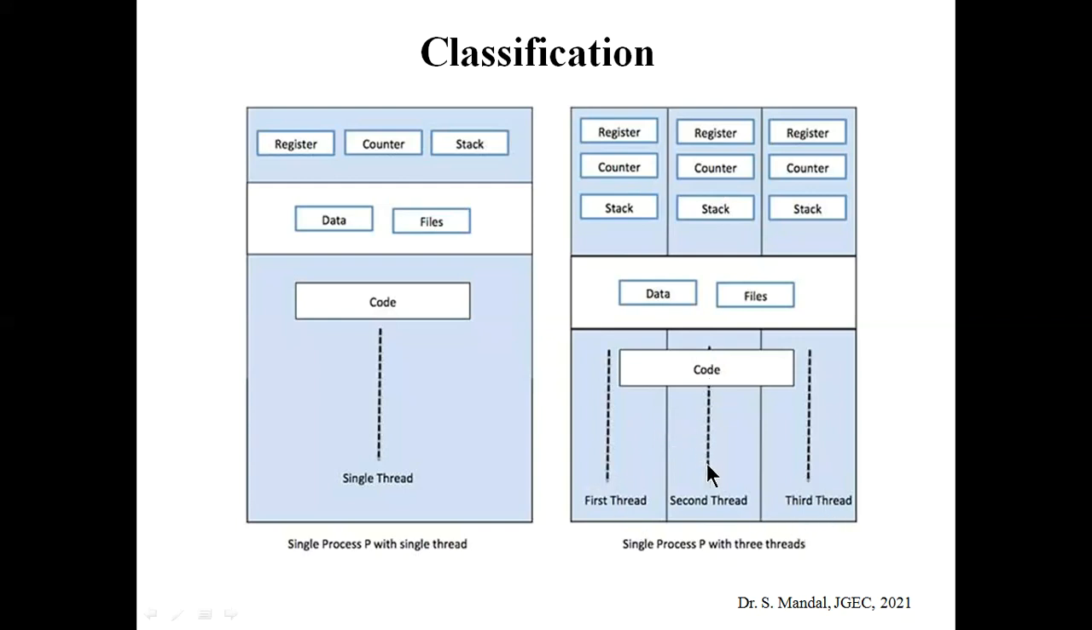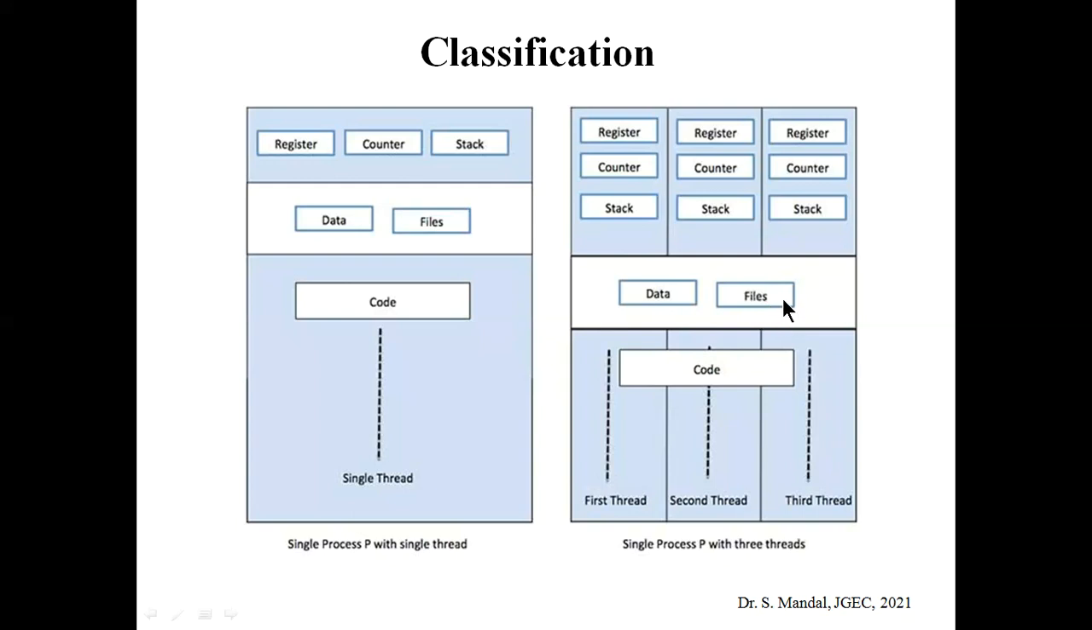Each thread can access the same code, data, and all the other files of the process. For each thread there is a dedicated separate register, counter, and stack. They can perform different functions separately, but they can access the same code section, data section, and file section at the same time.